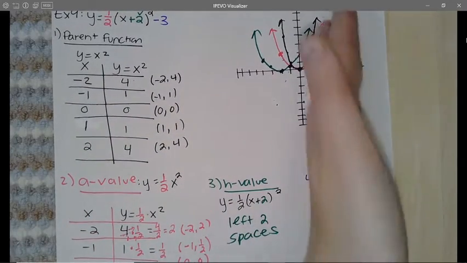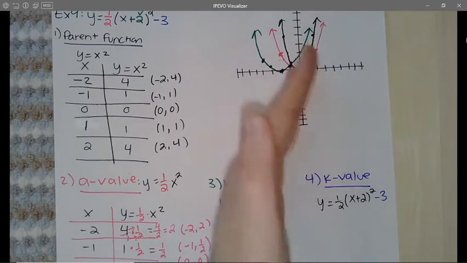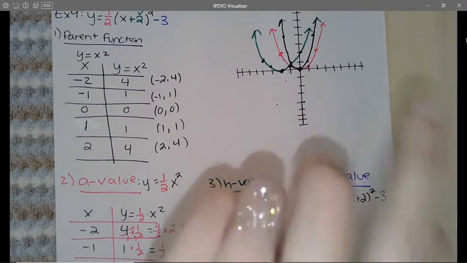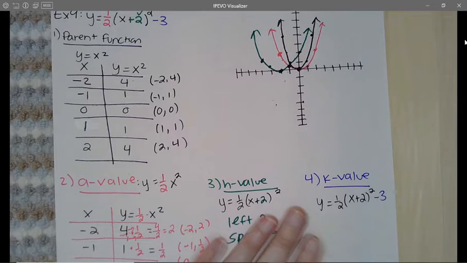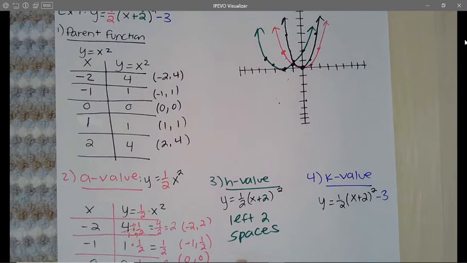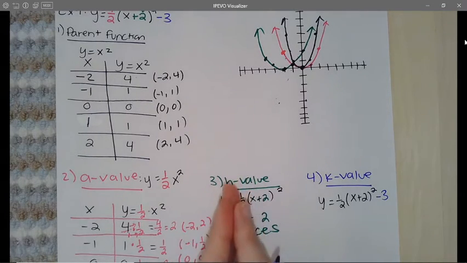K, you think kangaroo, so up and down. Okay, remember though, the k value, you don't think the opposite. So h, think the opposite, and I just made my screen freeze. Sorry guys, got a little carried away. Okay, H, you think the opposite, K you don't.